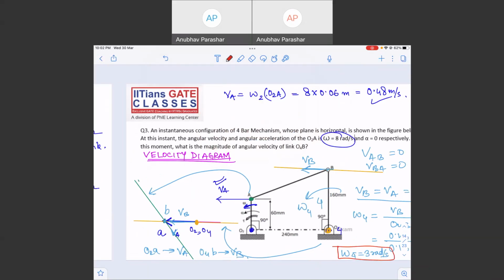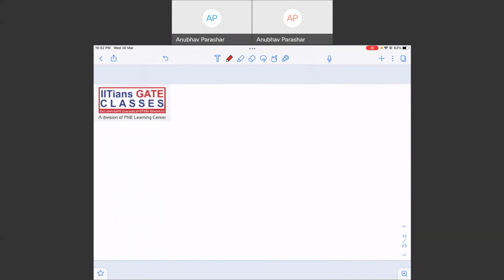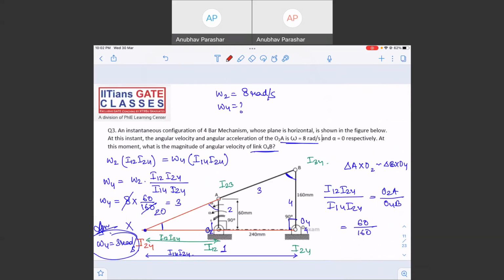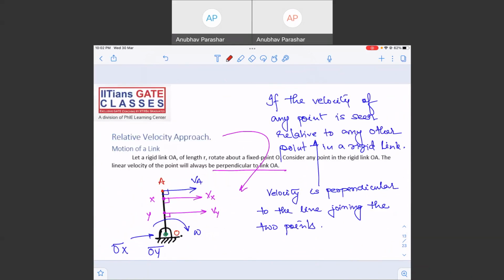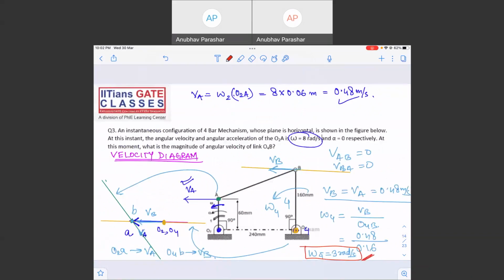So did you get the same answer in our instantaneous center method? Yes. We found out omega 4 is equal to 3 radian per second. Even in this method, we have found out that omega 4 is equal to 3 radian per second. Okay, is it clear to some extent?